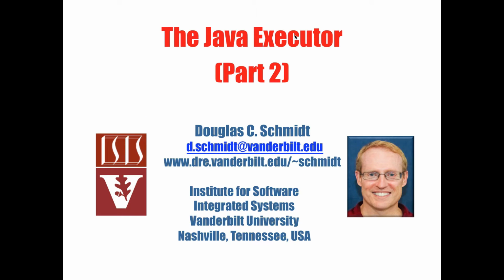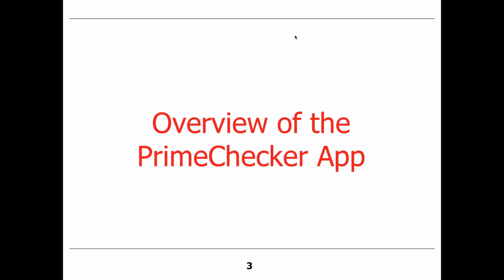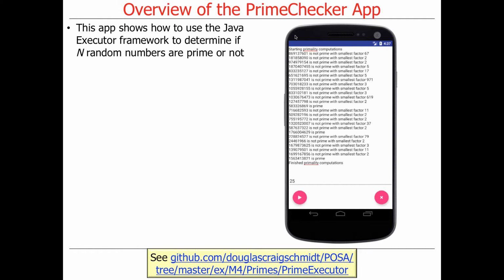Okay, now that we've talked about the mindlessly simple executor interface, let's talk about how we could actually use it to solve a problem. The example I came up with here, which I've uploaded to GitLab or GitHub, and I'll show you the URL in a second, is a prime checker app. We're going to use the executor interface in order to check whether numbers are prime. We're going to generate n random numbers, and we're going to use the executor framework to determine whether the numbers are prime numbers or not. And I'll explain in a second why I chose that particular example.